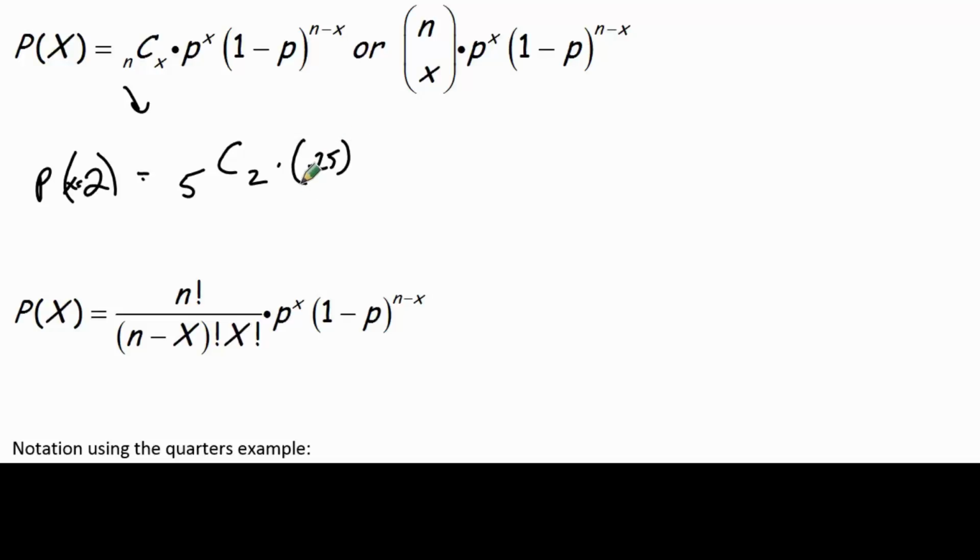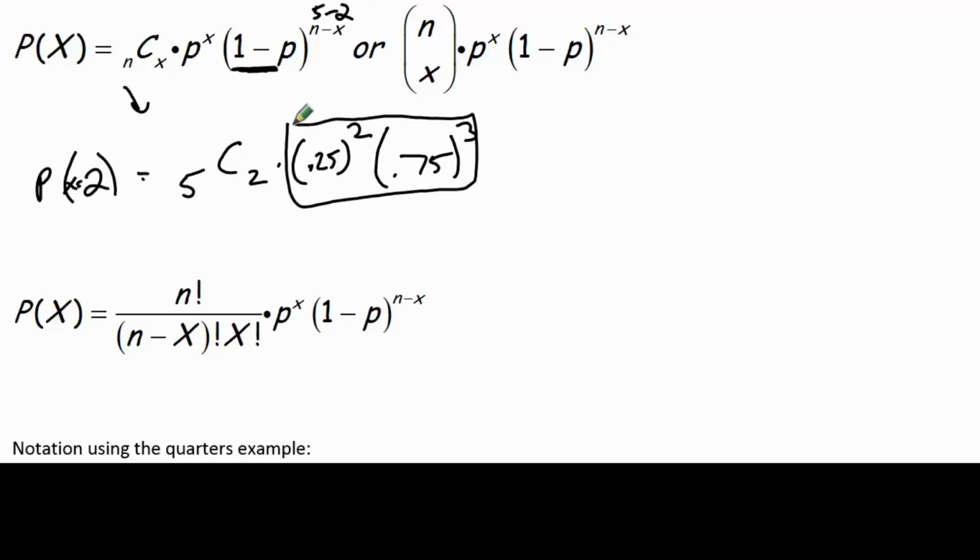And how many state quarters are we going to have? We're going to have 2 of those. And then this would be the probability of not getting a state quarter, which would be 0.75. And we had n, which is 5, minus x, which is 2, so we have 3 of these. This was our probability of getting 2 state quarters, right? Now all we have to toss on here is how many different ways this can happen, and that's our formula.